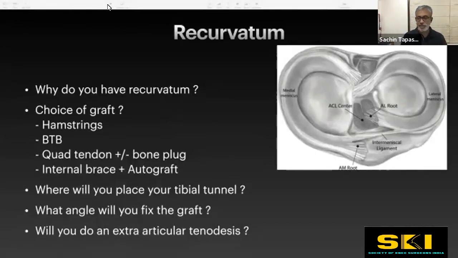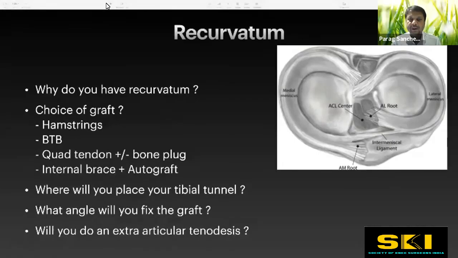Parag, any more questions? One quick question. Yes. So like we have the scenario of ACL tear with the recurvatum, Dr. Sunny wants to ask, if there is an ACL tear with a flexion deformity, what is the take of the panel? What do you do if there's a flexion deformity of 10 degrees?